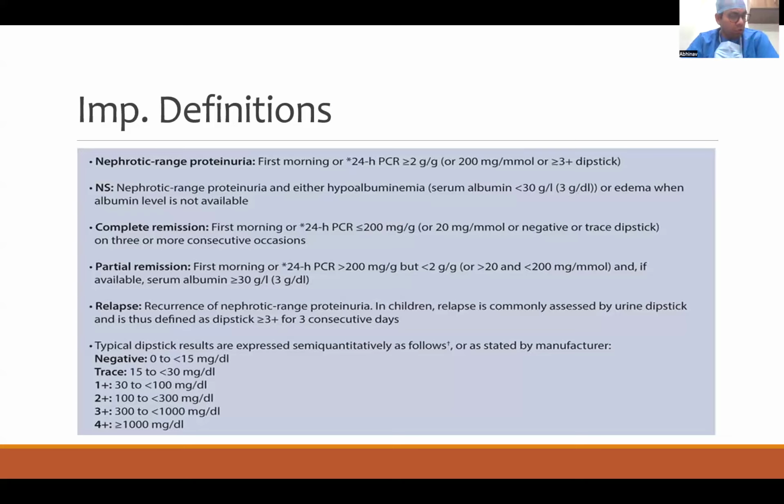So most often we don't do the 24-hour protein creatinine ratio, we do dipstick. So dipstick negative or trace for 3 or more consecutive occasions is complete remission. Okay. So when do you call relapse? When there is recurrence of nephrotic range proteinuria. So these are the important definitions. How do you define nephrotic range proteinuria? What is remission? What is relapse?